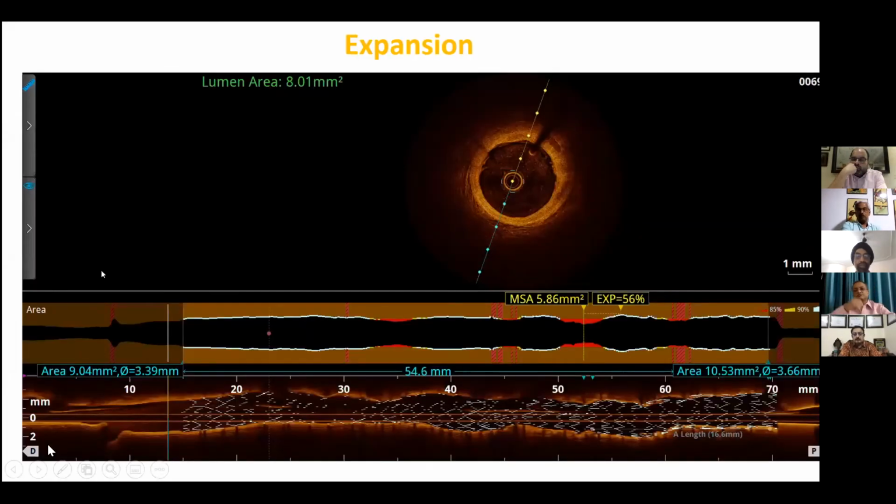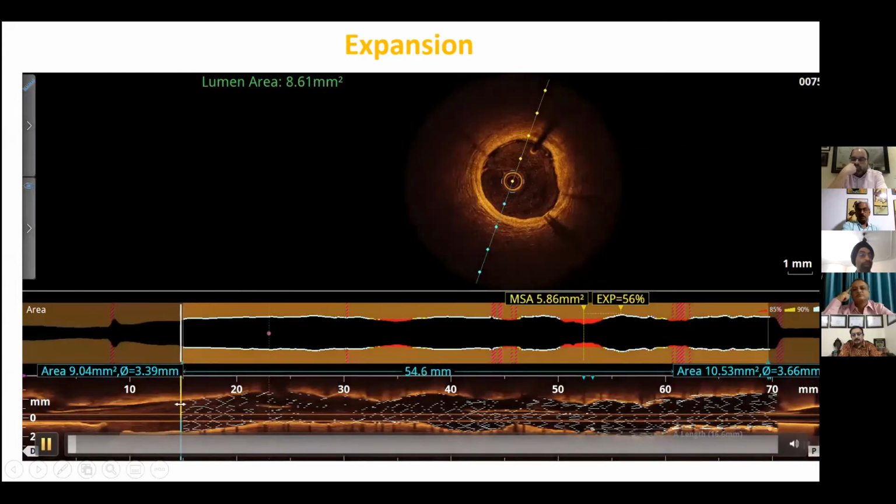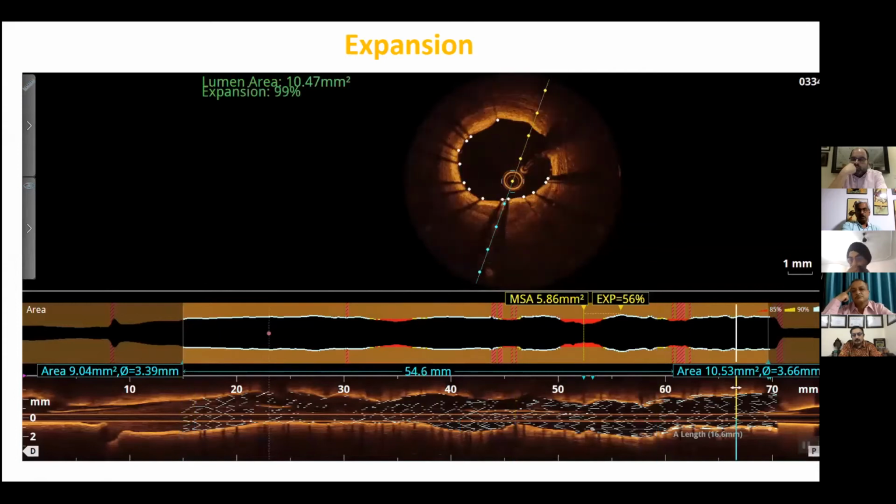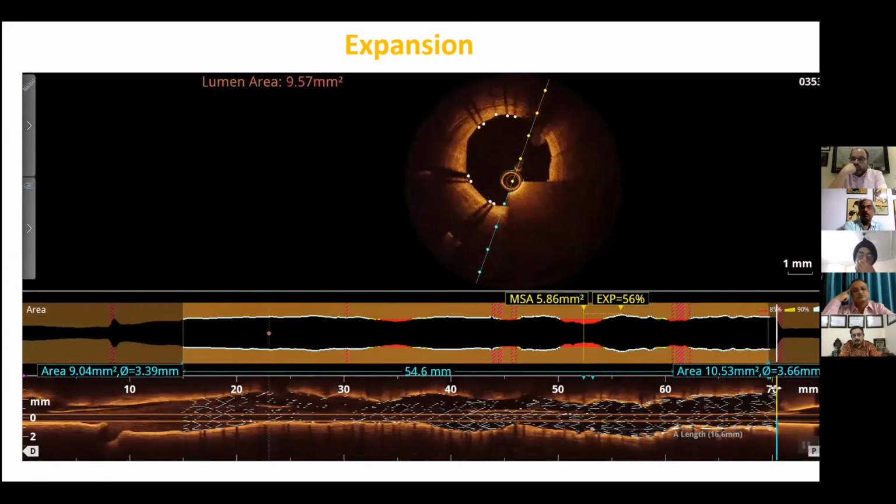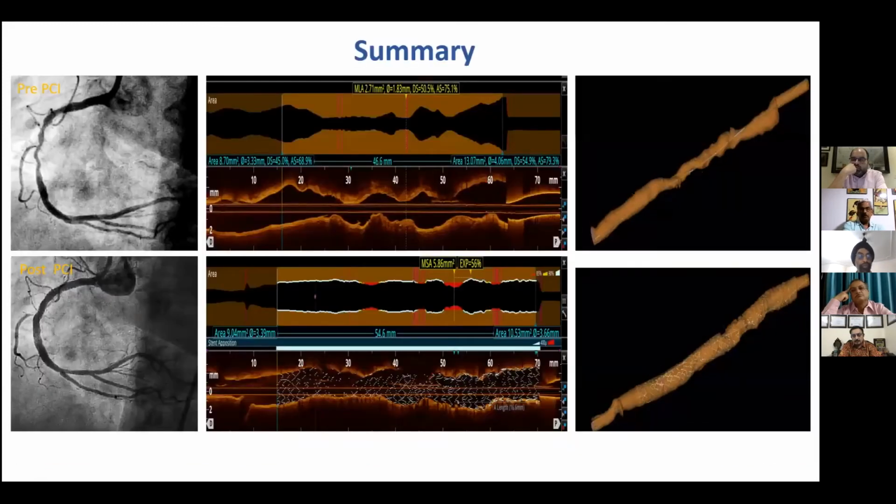This is the result on OCT. We try to look at distal dissections. There was none. And a reasonably well expanded stent that you see, going up to lumen areas of 10 and more. So this was what we had, and this was the final result. And you look at the stent expansion, reasonably good.